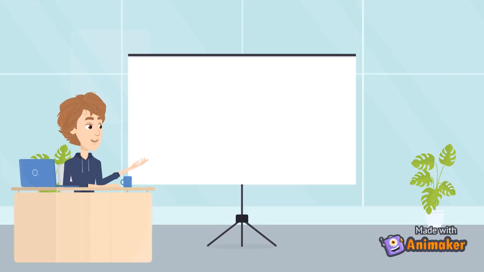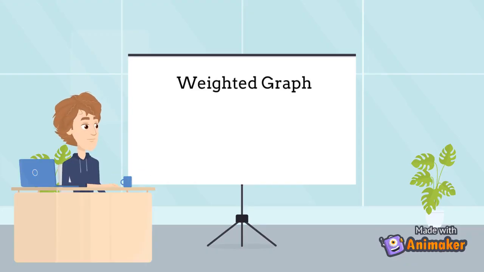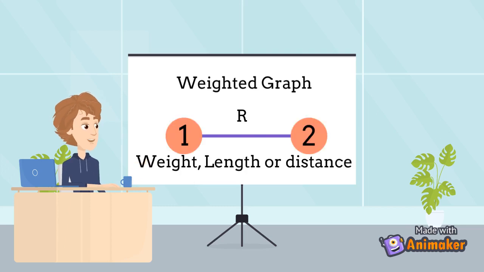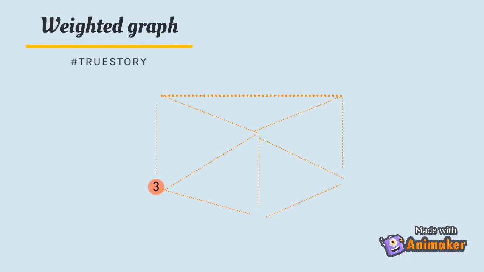Let's now talk about the weighted graph, which is the concept that we will use under Dijkstra's algorithm. A weighted graph is a graph in which each edge is assigned a real number. And this real number could be a weight, length, or distance between the vertices. Let's assign each edge, choose a particular location in the graph, and get the sum of each edge so we can find the shortest route to our destination.